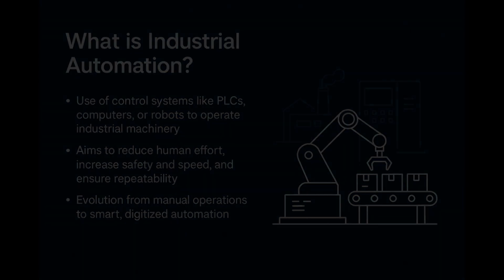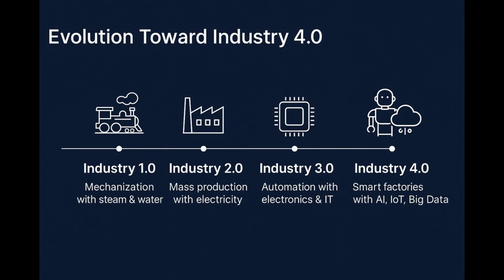To understand the role of AI in today's industrial landscape, let's look at how we got here through the four industrial revolutions. Industry 1.0 introduced mechanization with steam and water power. This was the age of the mechanical loom and the first factories. Industry 2.0 brought electricity and mass production. Assembly lines revolutionized output, and manual labor began to shift toward machine operation. Industry 3.0 introduced electronics, computers, and PLCs, bringing about the first wave of digital automation in manufacturing.